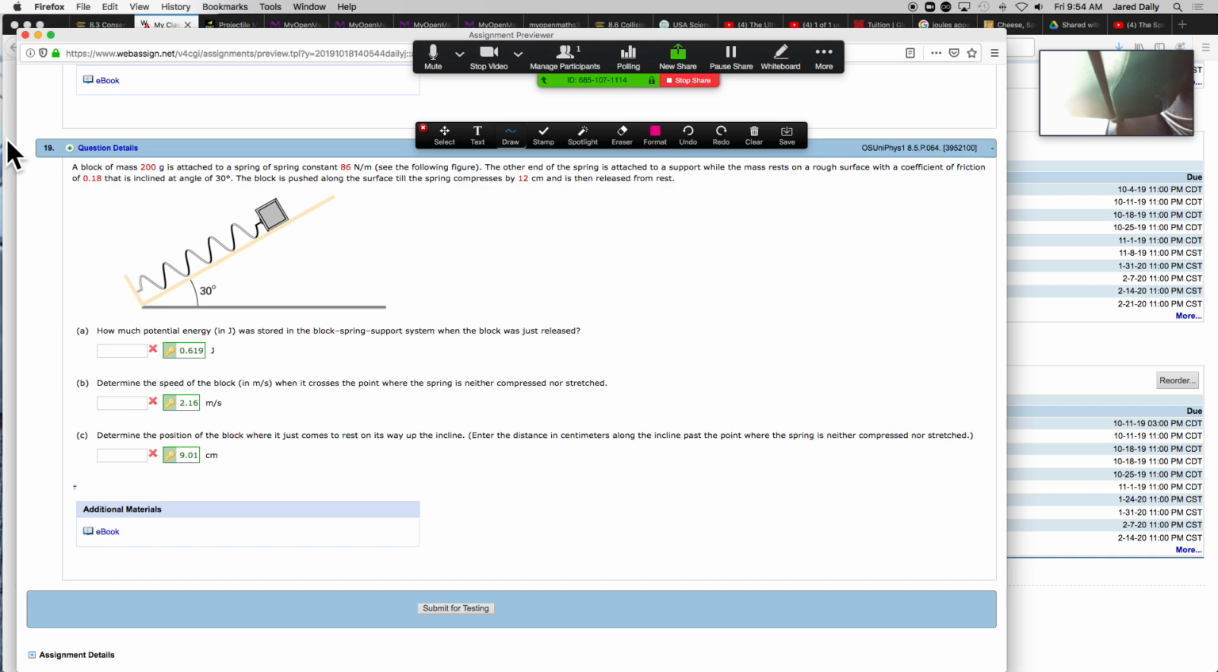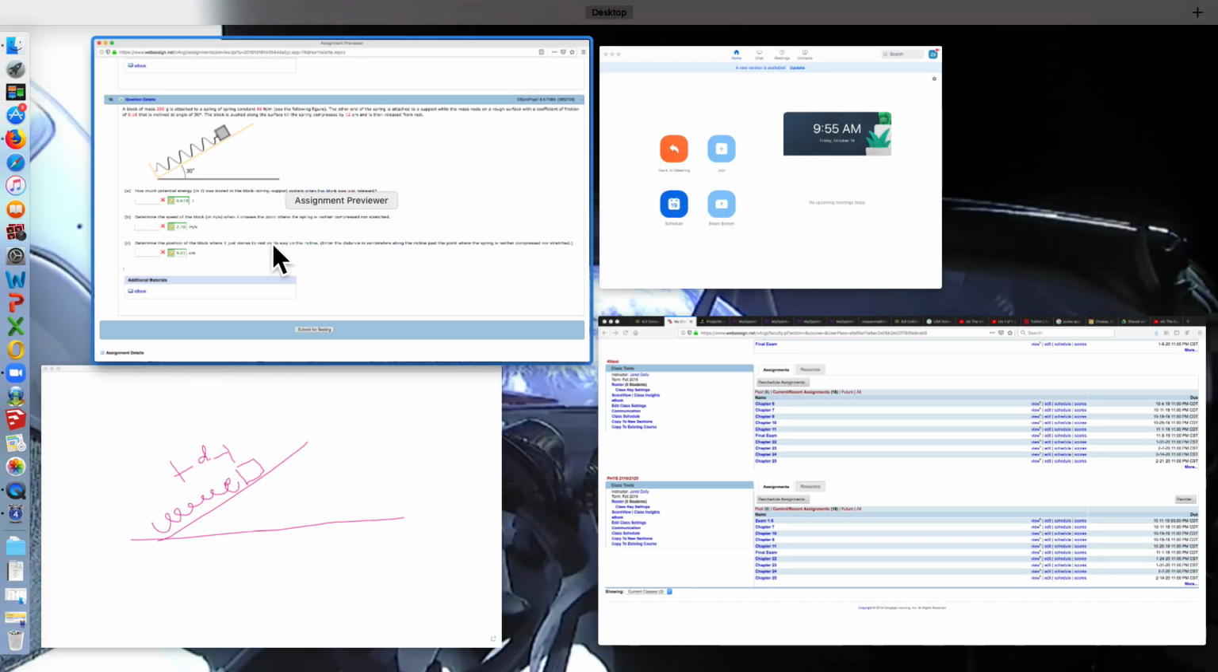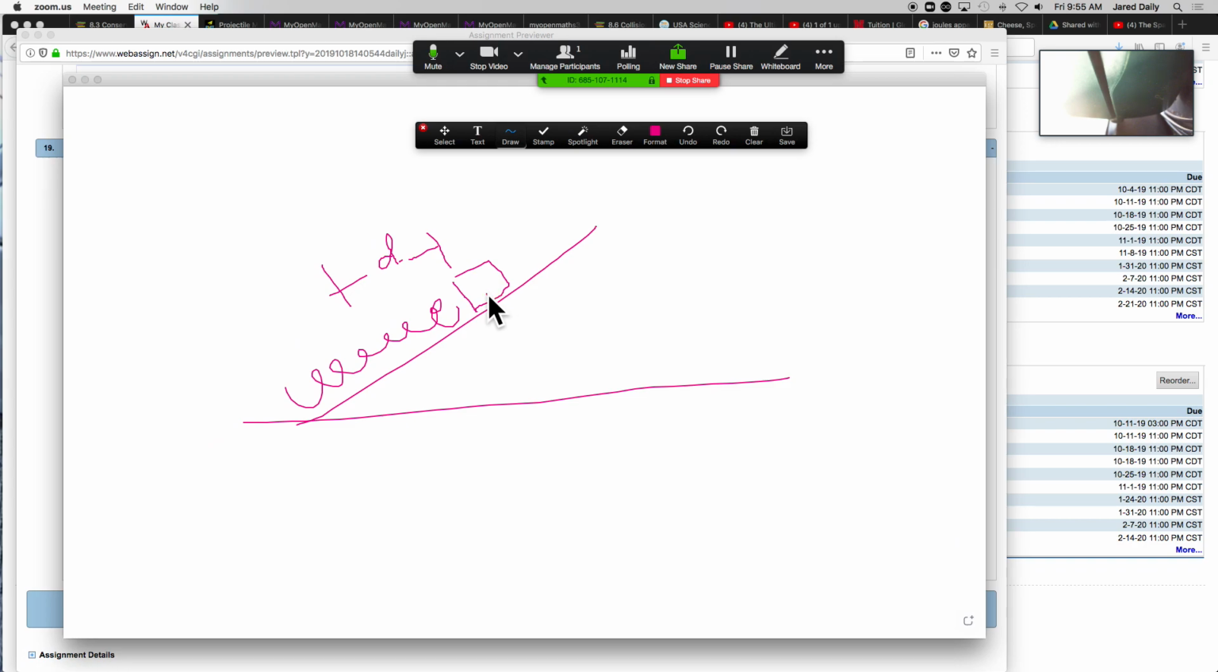So they want to know the speed where it crosses the point. This is the point where we're going to call x equals 0, or just the 0, 0 point, x equals 0, y equals 0. And down here is where we're going to compress it to 12 centimeters this way, or whatever it is for your particular problem. We're going to compress it down to this point and then release it from this point.